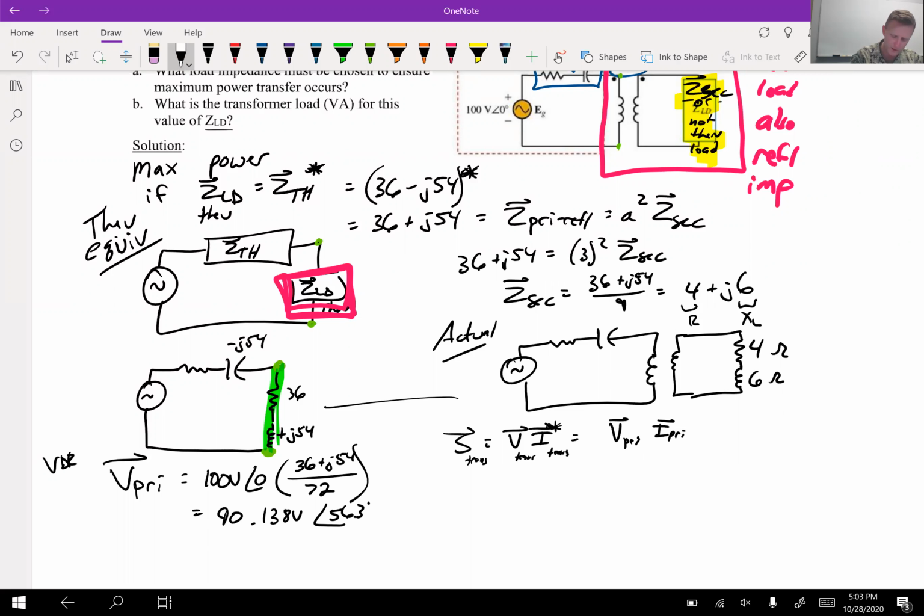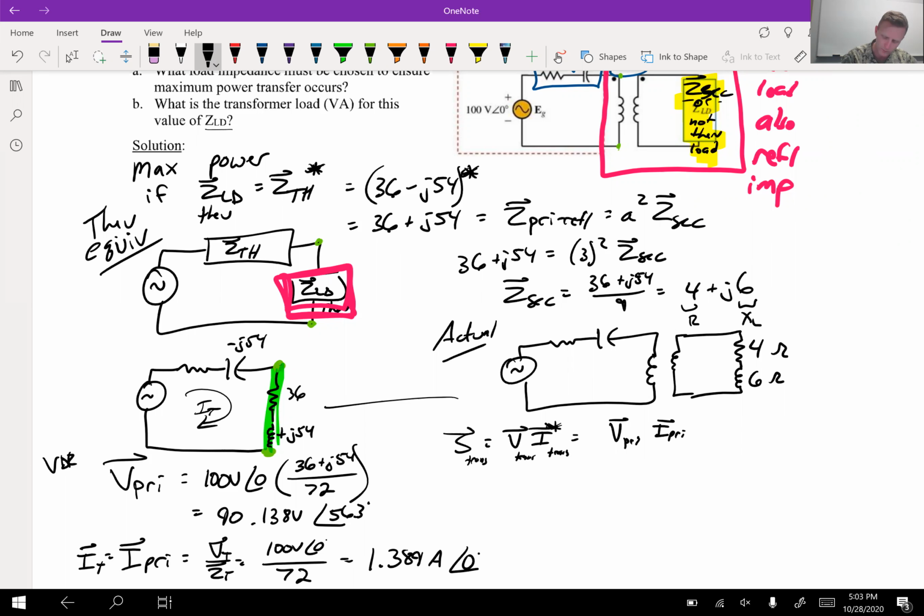I can find the I primary in this little Thevenin circuit. I primary is V total over Z total, right? Because this is the I total on this side. Everything inside of this has the same current. So the V total is 100 volts, angle 0, divided by just the 72, because the J54 and the negative J54 canceled each other out. And what I get there for my I primary is 1.389 amps, angle 0.